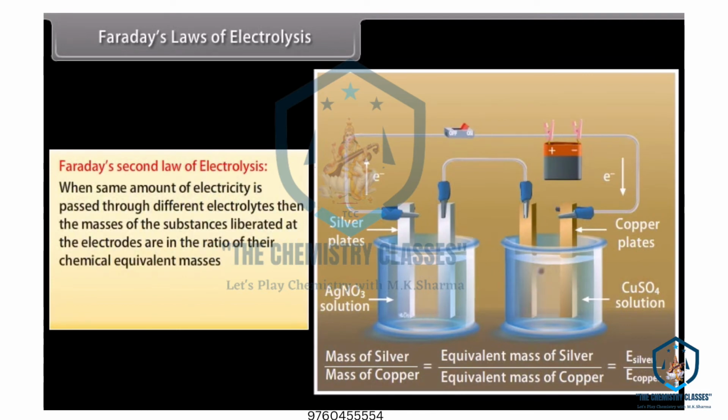Faraday's second law of electrolysis. When the same amount of electricity is passed through different electrolytes, then the masses of the substance liberated at the electrodes are in the ratio of their chemical equivalent masses.